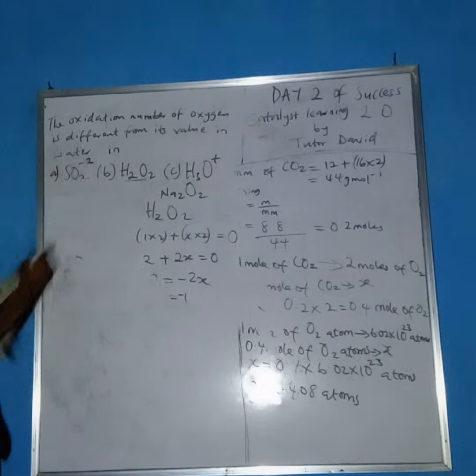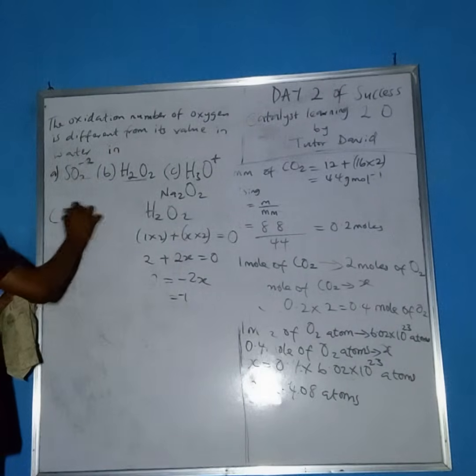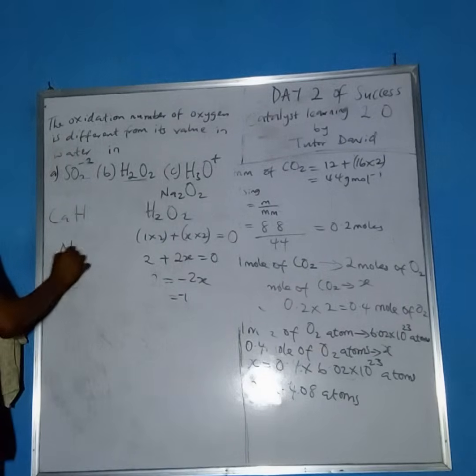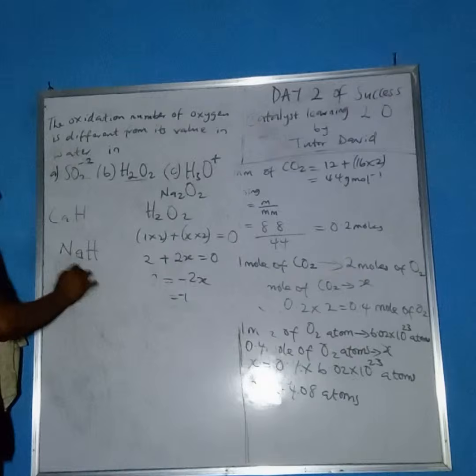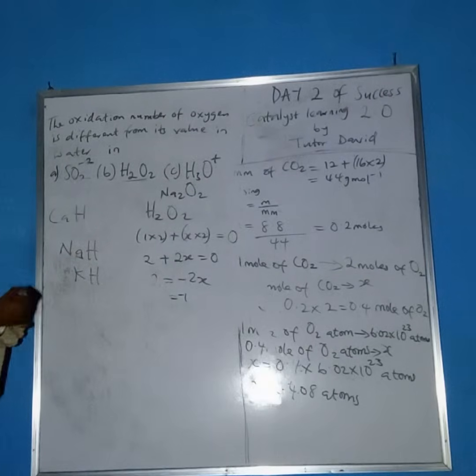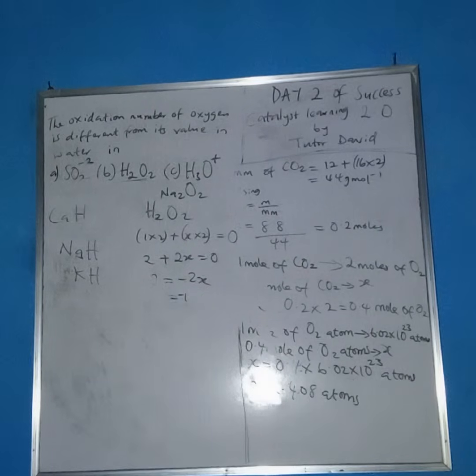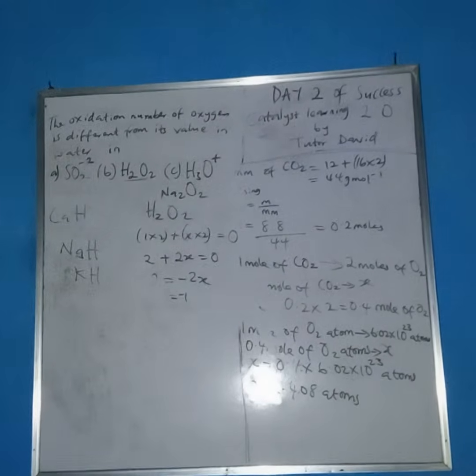You now see calcium hydride, sodium hydride, potassium hydride. So hydrogen is not plus there, it's minus, it's a receiver. Take note of that. So now the next question says, in which of the following is gallium showing an oxidation number of +3?